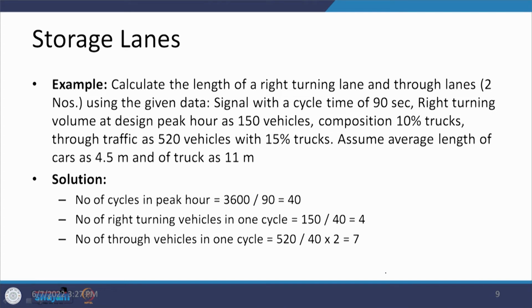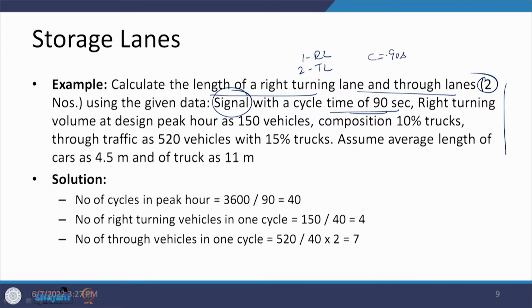Here there is an example being given, and we have to find out the length of the right turning lane as well as the length of the through lane when some information has been given to us. The very first thing is that we are talking about one right turning lane and there are 2 through lanes. Then at this particular intersection the signal has been provided and the cycle time C is 90 seconds.